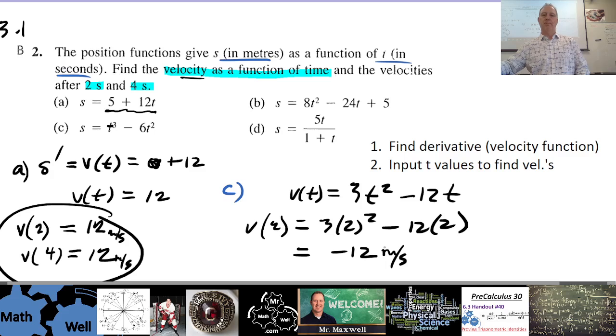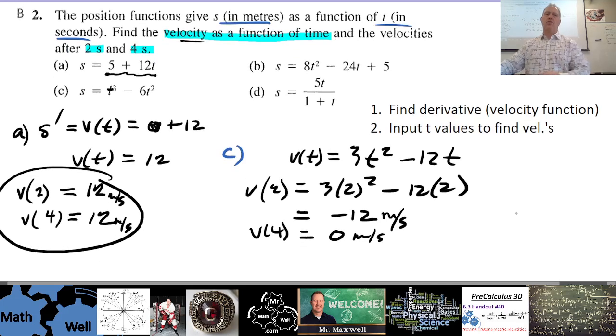Meters per second. That's right, velocity. And then V of 4 is going to be what? 3 times 16, what's that? 48 minus 48. Ooh, is that going to be 0 meters per second? All right. So the velocity after 4 seconds is 0 meters per second. Okay. No problem. That's allowed.